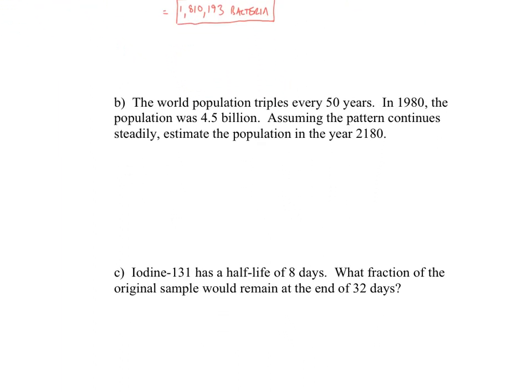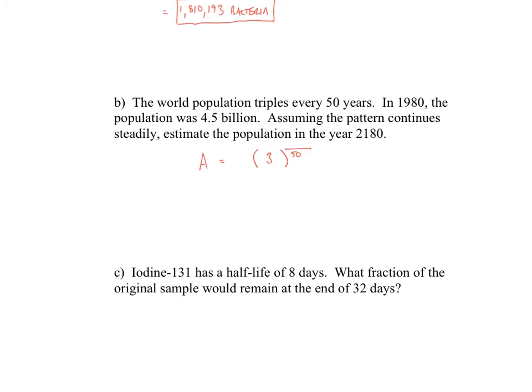If the world population triples every 50 years. Okay, so when it was doubling, we put a 2 inside the parentheses. If it's tripling, we're going to put a 3 inside the parentheses. And it happens every 50 years.